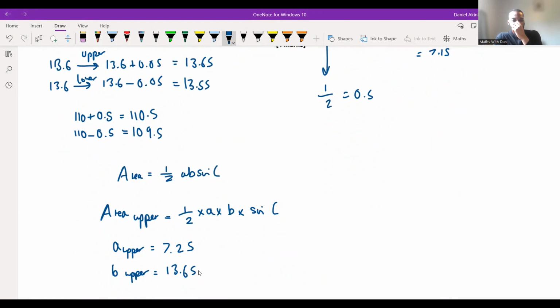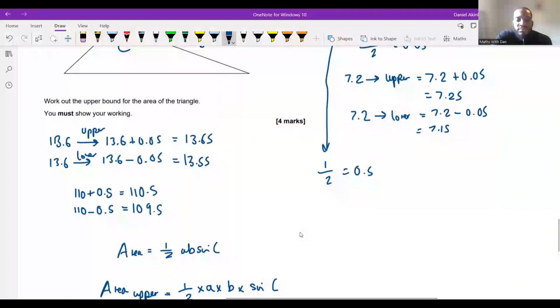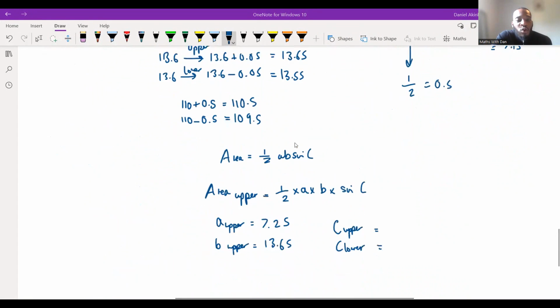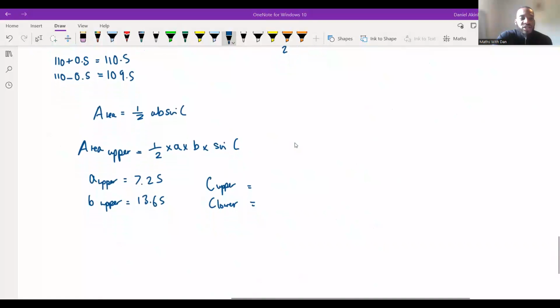Now, for C, let's see this. I've got C as the angle. There are two options for C. It could be C upper or C lower, right? Which one do we think we're using? Good. I've got a couple of different answers here. Let's see what happens. Let's do both of them.